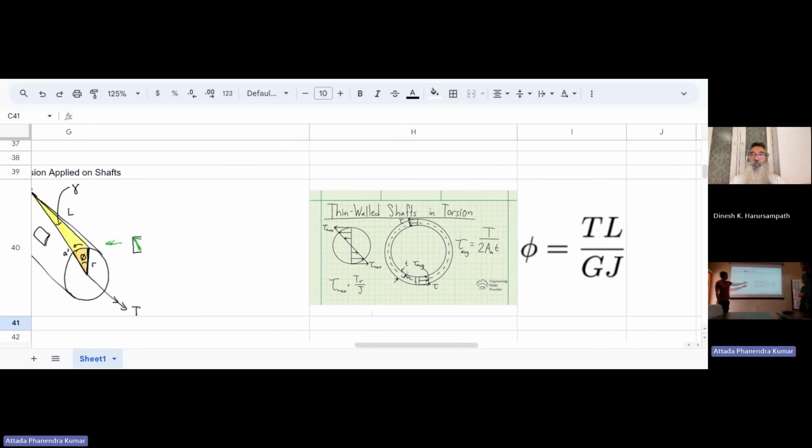So it's like that for thin walled shafts and torsion. We will have a different J because it's thin walled, and so it's a different cross-section area. And then we have the final equation, which basically relates the deformation to the loads, being the torque. This will be the final equation you can use to go from one end to the other.